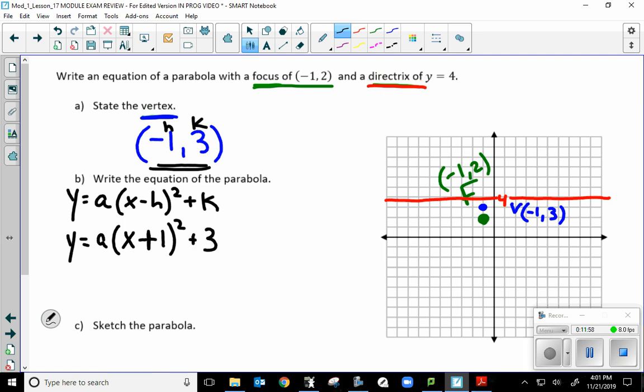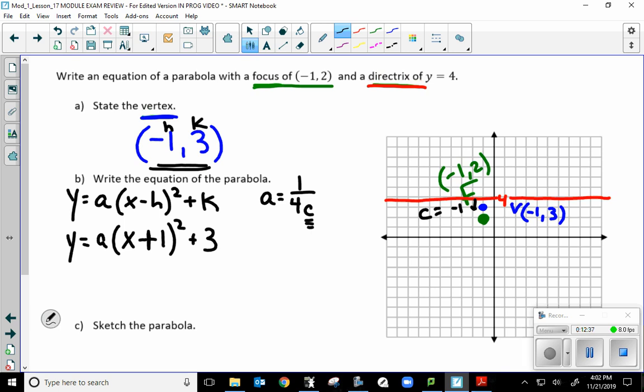The only thing is I don't know what this a value is. a is the same as 1 over 4c. The question is, what does the c represent? c is the distance from the directrix to the vertex. You see this little distance right here? It's a distance of 1. I go down 1 to get from my red line to that blue dot. That's what c represents.